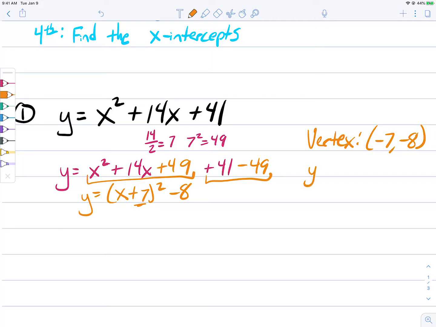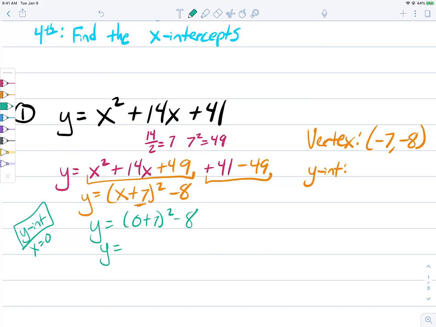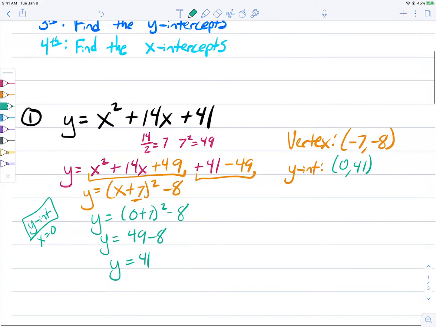Now I'm going to find my y-intercept. If you remember, at your y-intercept, x is 0. So if I want to find my y-intercept, I make x a 0. So I'm going to have y equals 0 plus 7 squared minus 8. And then it's just order of operations. 0 plus 7 is 7, squared is 49, and 49 minus 8 is 41. So my y-intercept is at 0, 41.